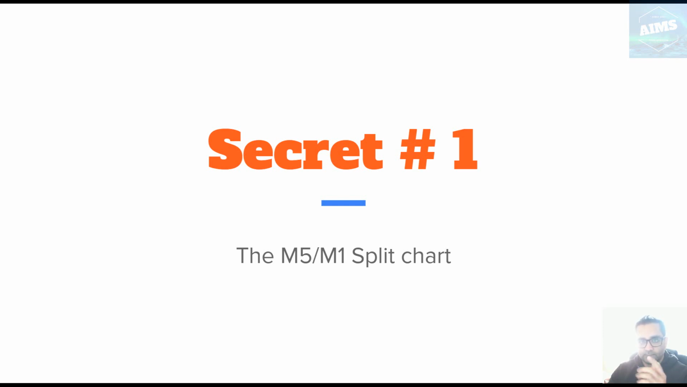Secret number 1, the M5 M1 split chart. If you look through the setup 1 book, back in 2010 and 2011, I start with examples of M5 M1 charts. So I follow the Fibonacci rule: 1/3 of your chart should be M5, 2/3 M1.